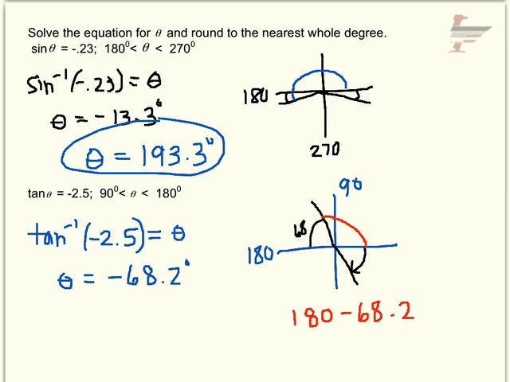And the angle we want in the second quadrant is 111.8 degrees. And again, double check, type into your calculator the tangent of 111.8, and you do get negative 2.5. So you should be able to check these.